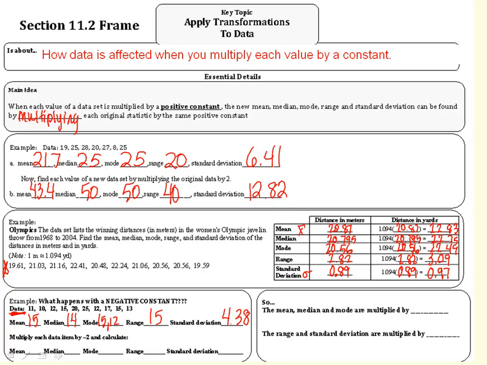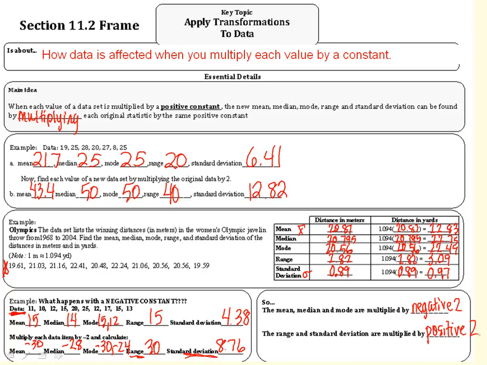So if we multiply each of these by -2, you'll find your new mean is -30. Your new median is -28. Your new mode, well, you're going to have -30 and -24. Your range is going to be just 30. And your standard deviation is just going to be 8.76. Notice my range and standard deviation are just multiplied by a positive constant. So your mean, median, and mode are multiplied for this example by -2, but the range and standard deviation are multiplied by +2.